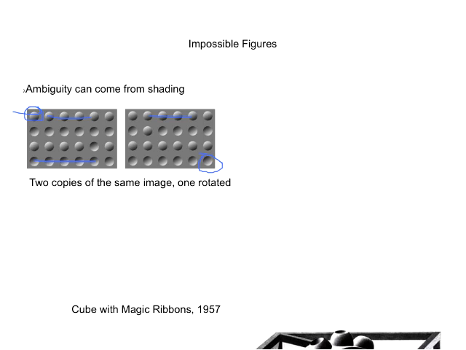And then down here I have Escher's cube with magic ribbons, which is cut off. I think in the interest of time, I'll let you go see that on the web page. Because I did want to finish with convex and concave, which we don't have.